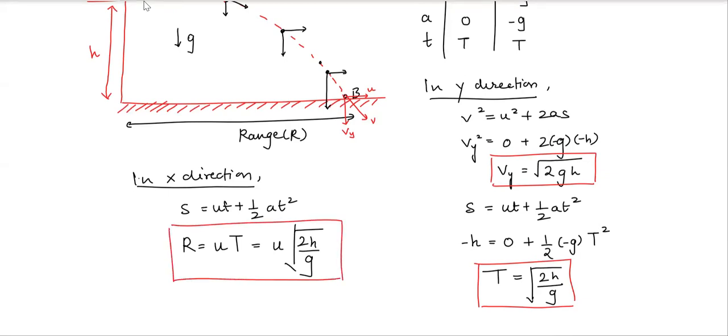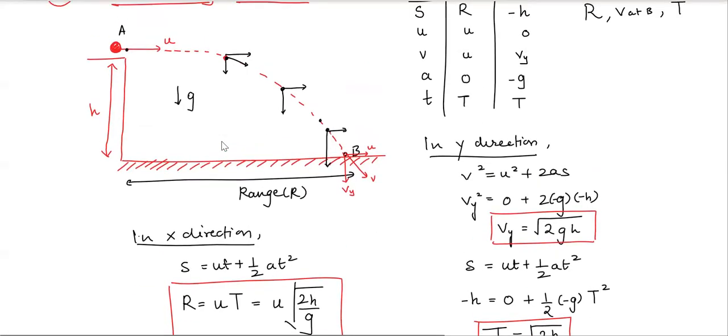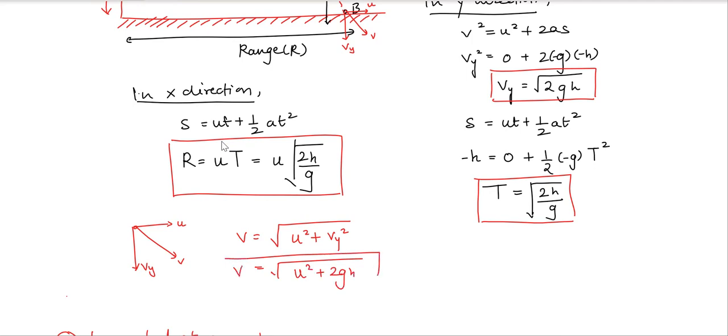Okay, we can find the final velocity by taking the resultant. So we have the velocity v, and the horizontal component, which is u only. For the final velocity, the horizontal component won't change, while the vertical component is vy. So the magnitude of v will be u square plus vy square, which is just the square root of u square plus 2gh. This is how we can get all the necessary values that we need.